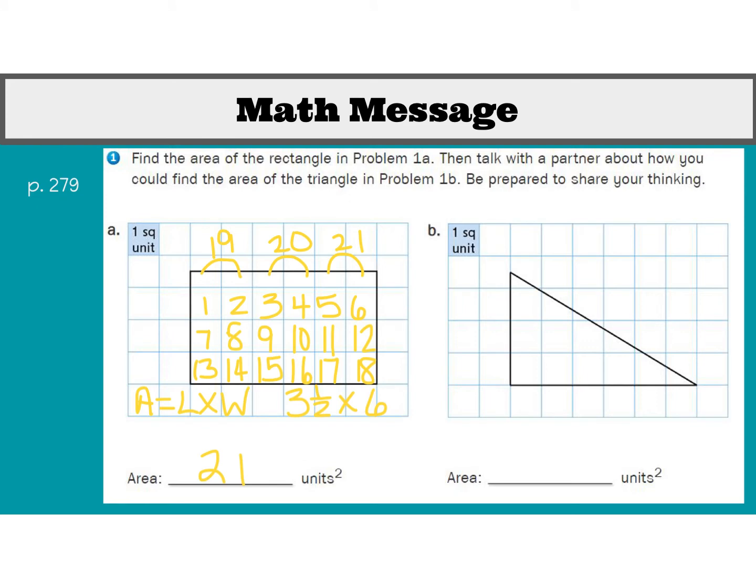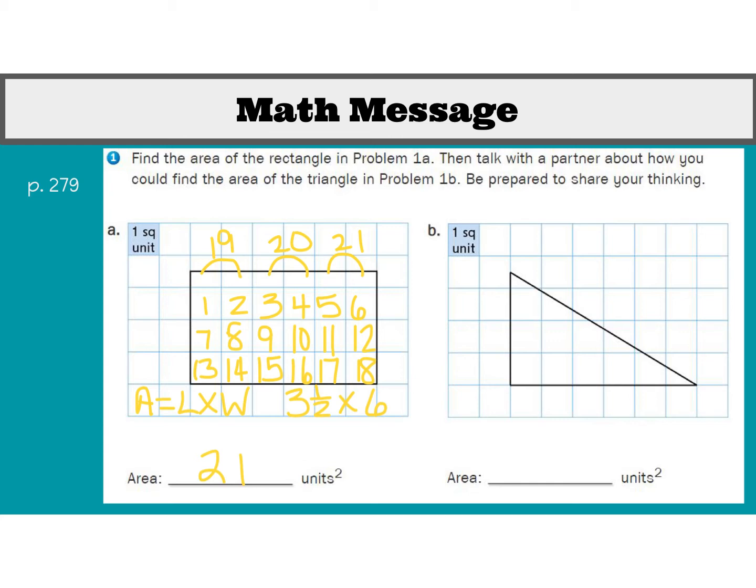So if we take a look at 1A, this is very similar to area problems that you've solved in the past. The problem was placed on grid paper, so there's a couple of different methods that you could have used. You could have gone through and counted the squares like I'm showing here, and then taken your halves and put those together to make a whole, which gives you an area of 21 units squared. Or you could have taken the formula for area, length times width, multiplied 3 1/2 times 6, and you should have gotten the same answer.